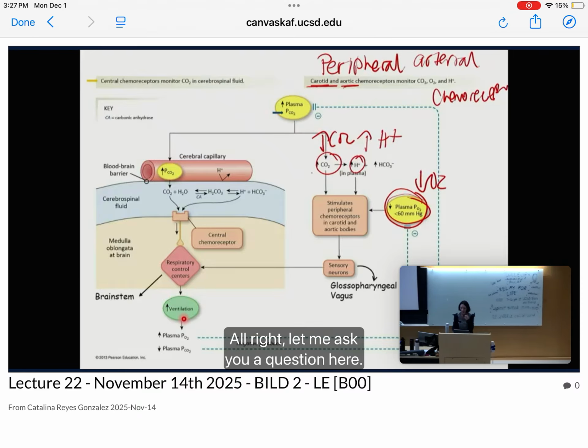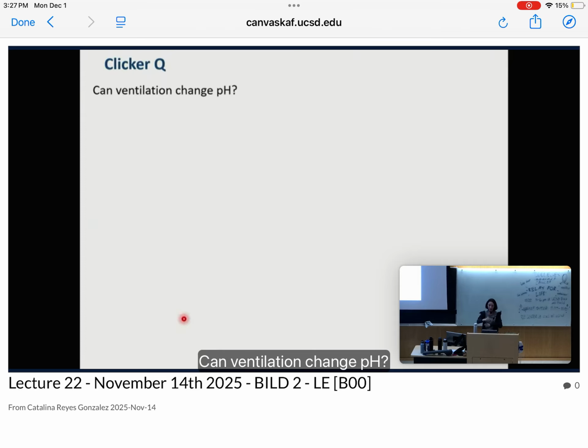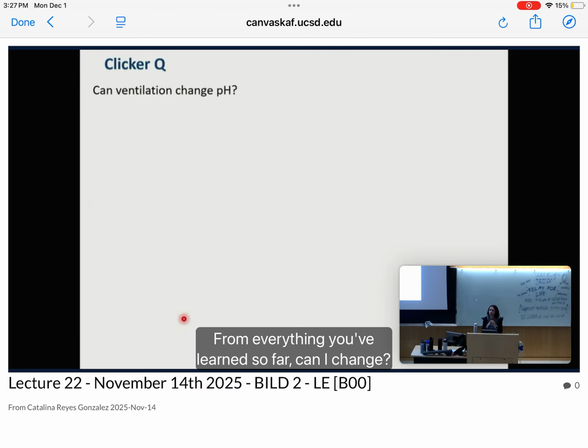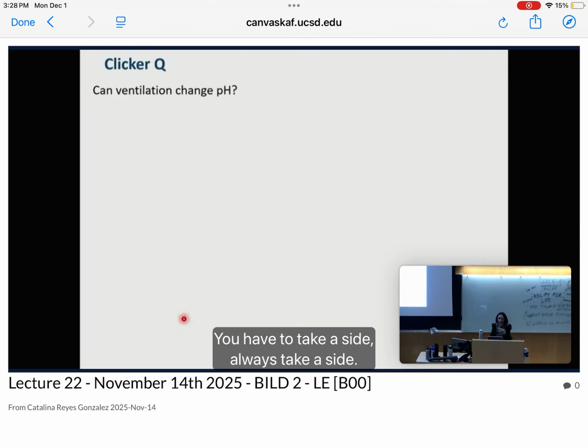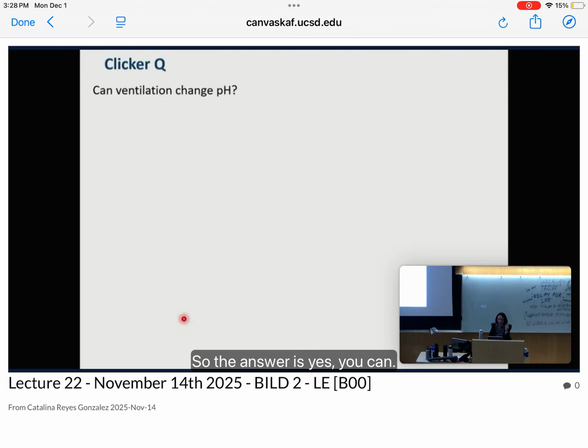All right, let me ask you a question here. Can ventilation change pH? What do you guys think? From everything you've learned so far, can I change the pH of our blood by changing ventilation? Think of the slide we just went through. What do you guys think? Who says yes? Who says no? Okay, good. A lot of no answers. You have to take a side, always take a side. So the answer is yes, you can.